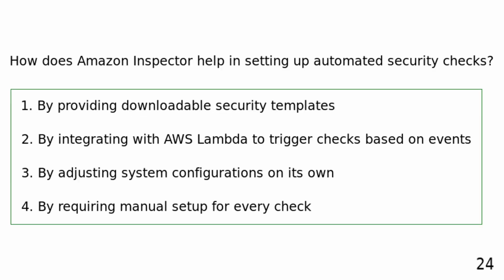How does Amazon Inspector help in setting up automated security checks? By providing downloadable security templates. By integrating with AWS Lambda to trigger checks based on events. By adjusting system configurations on its own. By requiring manual setup for every check.